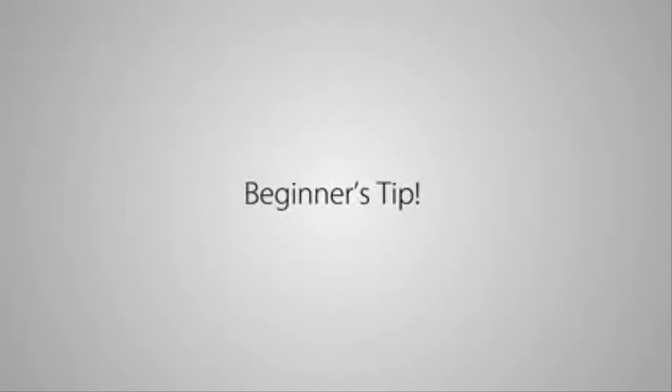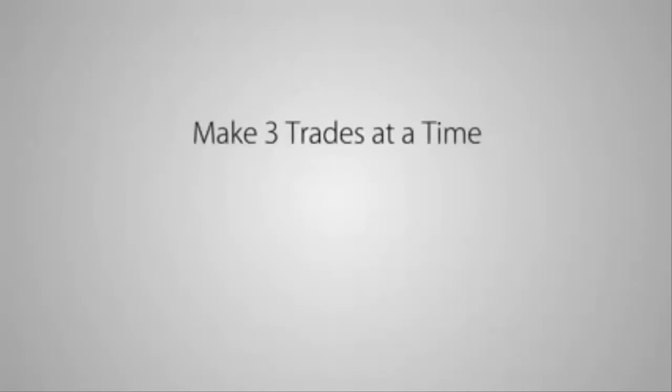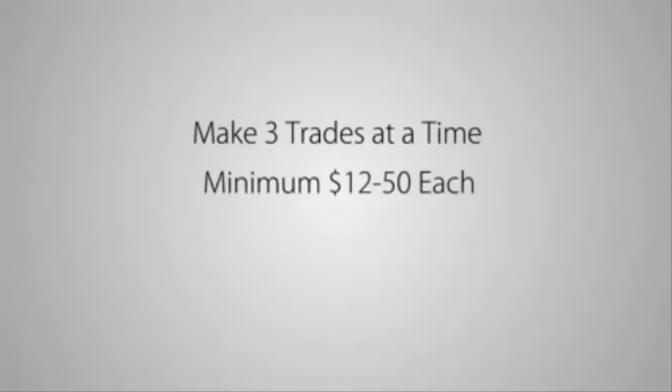All right, everybody, that concludes the software demonstration. I'm going to go ahead and leave you with a little beginner's tip that I give most of the beginning beta testers of our groups. What I suggest you do is make 3 trades at a time, minimum $12 to $50 each, every 10 minutes.